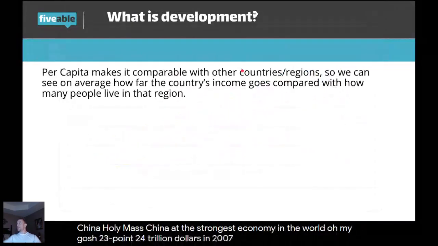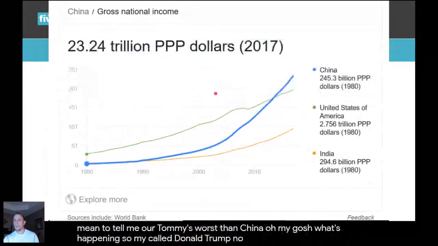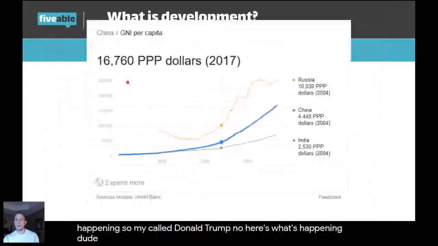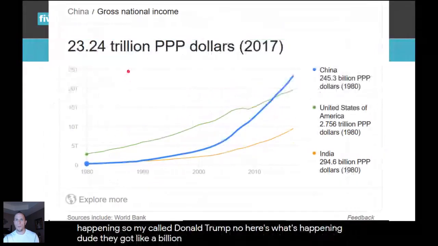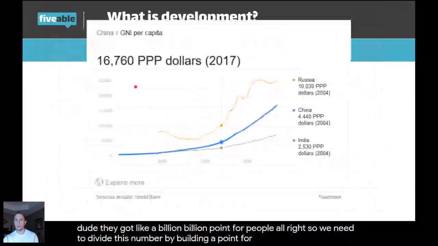What do you mean to tell me our economy is worse than China? Oh my gosh, what's happening? Somebody call Donald Trump. No, here's what's happening. Dude, they got like a billion point 4 people, right? So when you divide this number by 1.4 billion, that right there is going to be their GNI per capita.